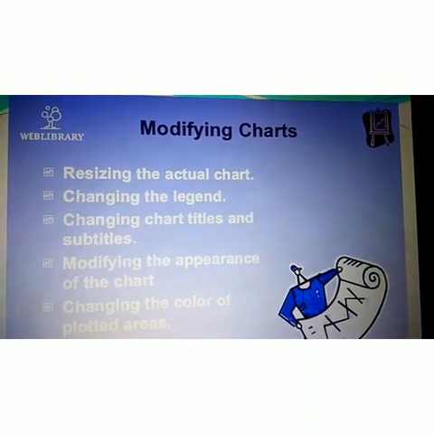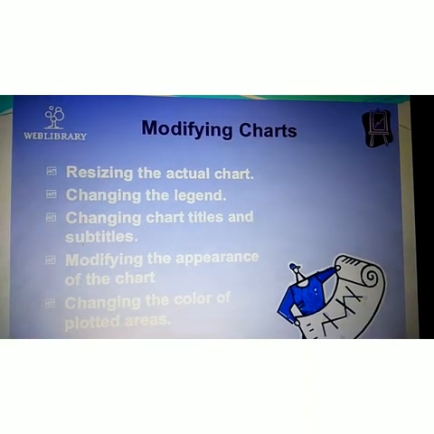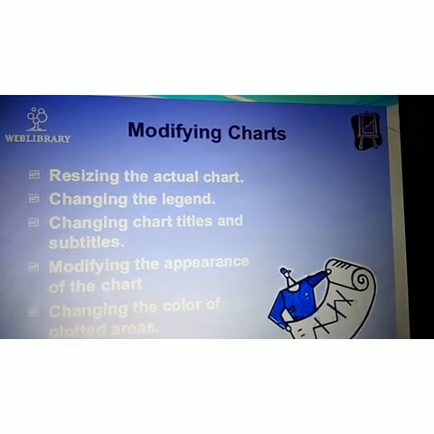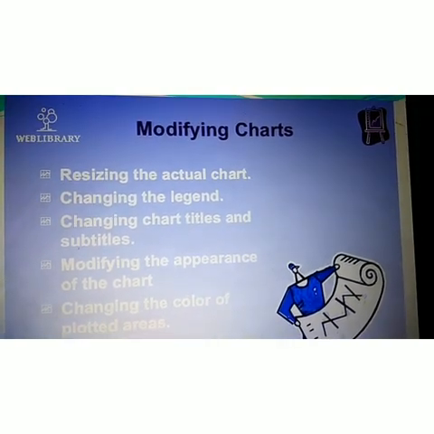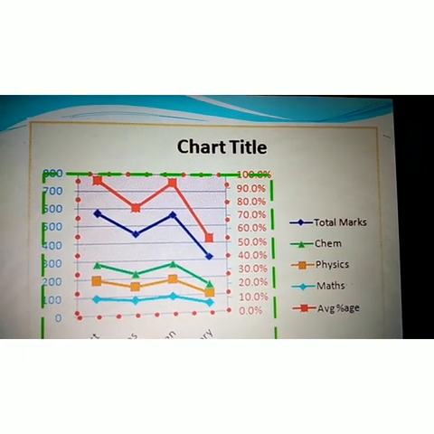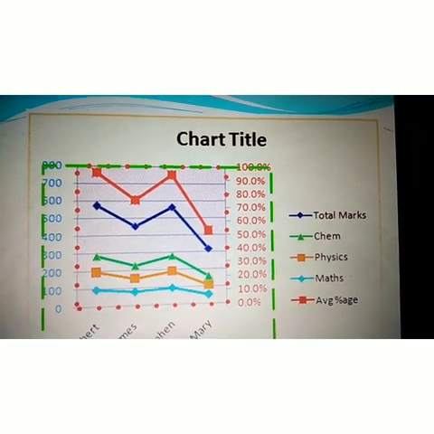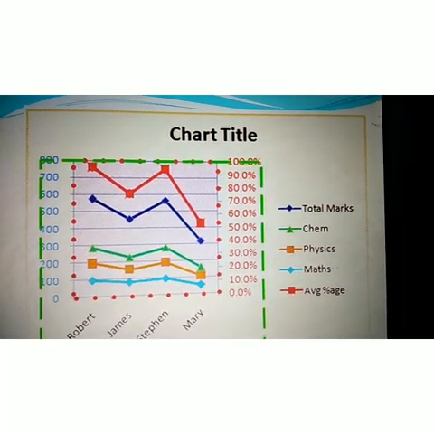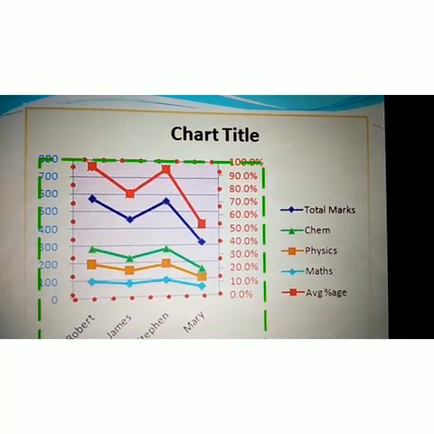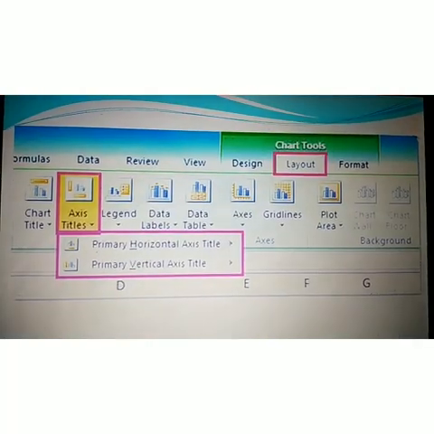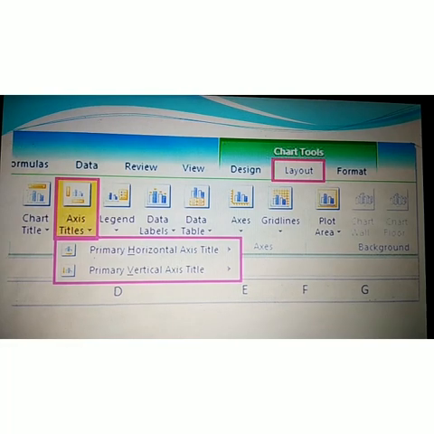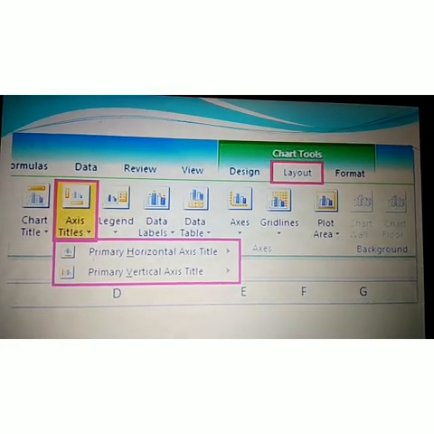Okay, students, now see what we learned previously: modifying a chart, resizing the chart, changing the legend. So many options are available in modifying charts. Then next, see the chart title. We already discussed the chart title; we can add any related name as the chart title. And next is the axis title, meaning the horizontal axis title and the vertical axis title.